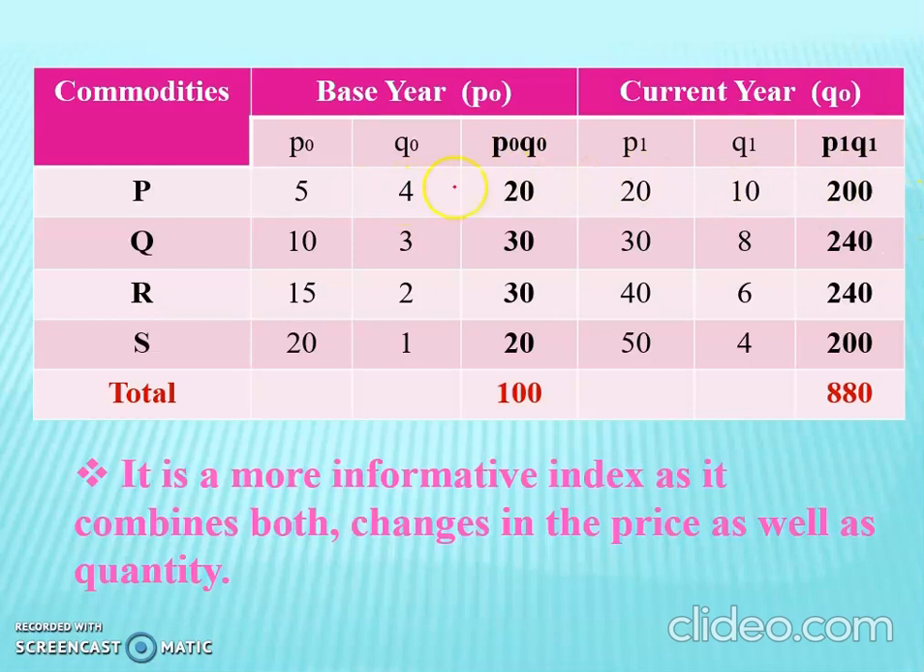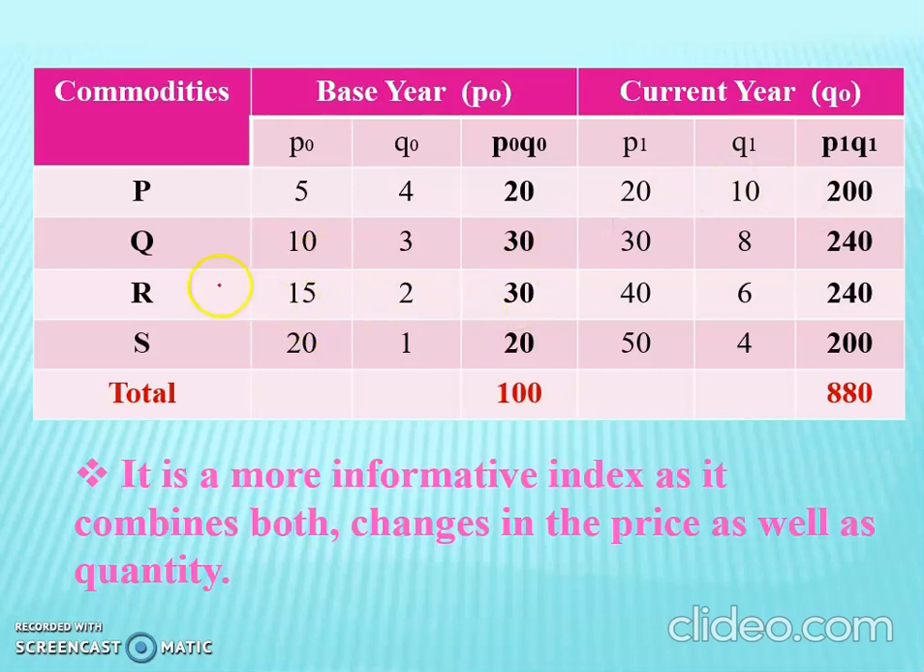Now see, in the base year the value of the commodity is 20, and for the current year it becomes 200. This means there is a difference between these 2 years when you are calculating the quantity and price, that is the value of a particular product. You will see the difference, and we have to calculate it in the form of a percentage, in the form of an average, and we can analyze this particular figure.